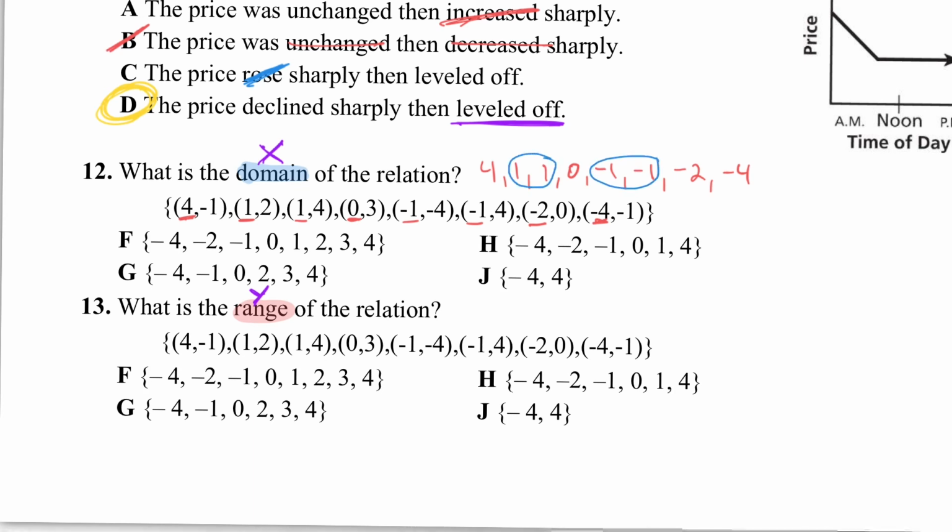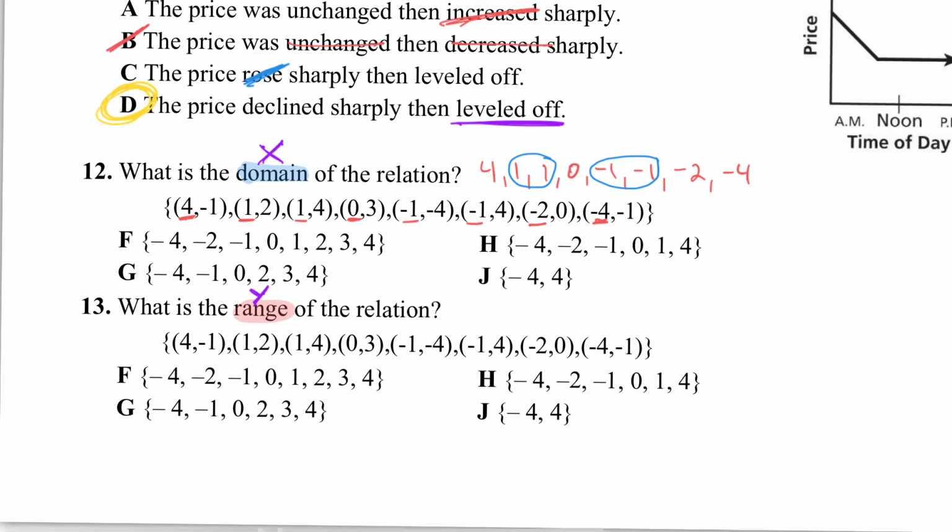Do we have anything else repeating? No. So let's start with the lowest one, -4. And then -2. And then -1. And then 0, 1, 4. So I'm looking at this option: -4, -2, -1, 0, 1. Oh, we don't have a 2, right? So that's not the answer. We don't have a 3. So that's not the answer there.